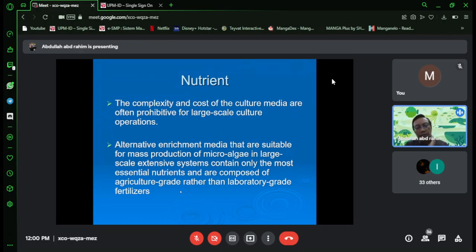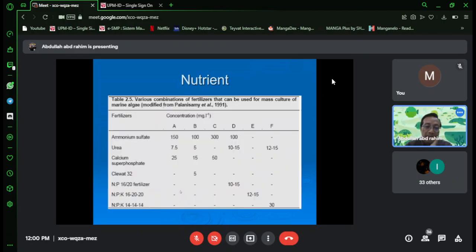But you cannot use all those kind of fertilizer in the lab. In the lab, you have to buy graded or pure fertilizer, okay, elements. So this is an example of the fertilizer that we can use for mass culture of marine algae.